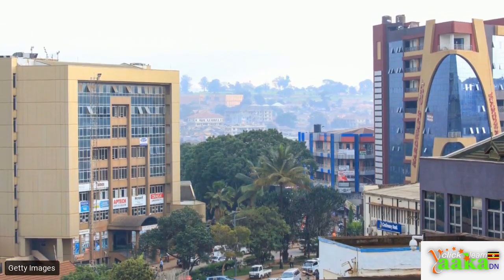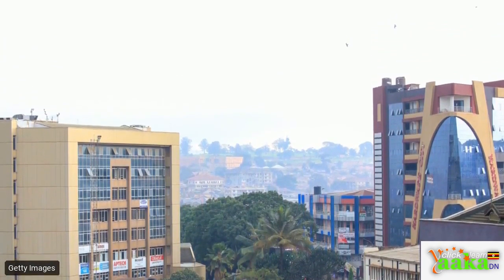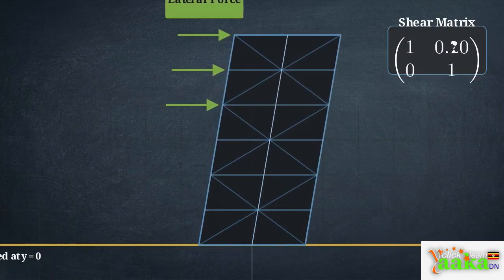Structural engineers in Uganda rely on this exact transformation to calculate how high-rise buildings will respond to and withstand lateral forces, like heavy winds hitting the top floors.